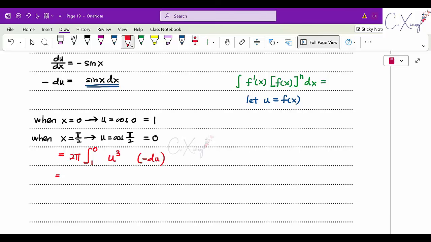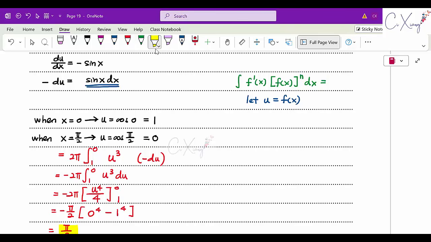Of course, the negative here is a constant, so I prefer to take it out. You can see that I try to integrate u power 3 du, which is comparatively a much simpler integration. So integrating u power 3, you will have u power 4 divided by 4, with the limits 0 and 1. Again, I prefer to take out the constant every time before I substitute in the values. Then substitute 0 in, substitute 1 in, and you will see that basically you get pi over 2 as your final answer. Of course, I keep it in this pattern because it is the exact form of the answer.